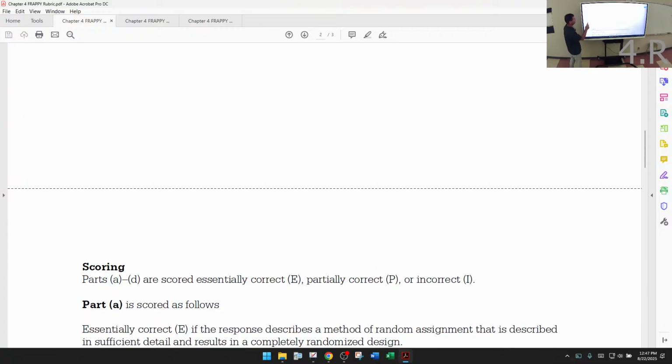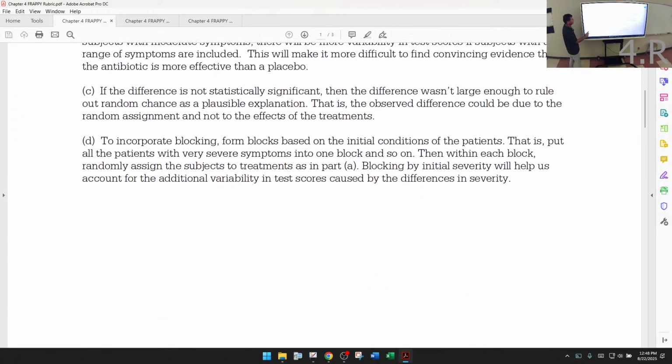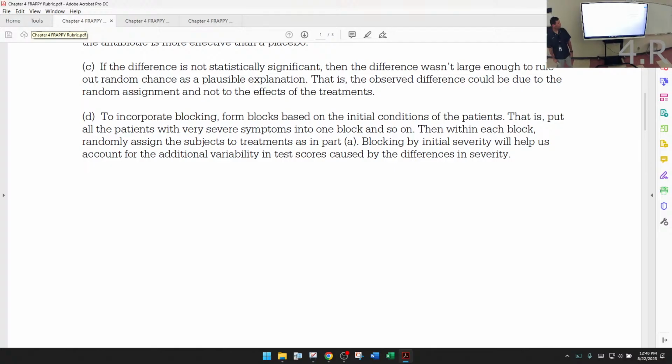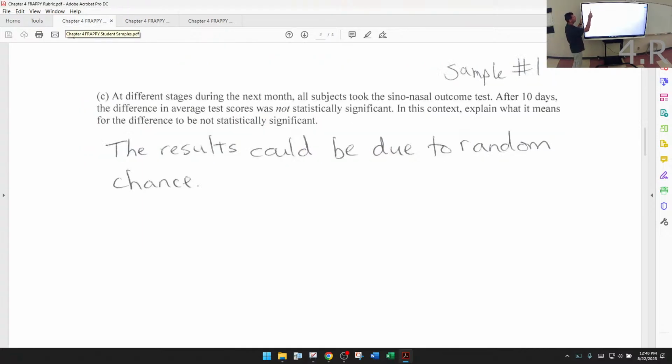Part D. To incorporate blocking, form blocks based on the initial conditions of patients. I'm not too sure what else you would form a block in. However, they accepted other things you'll see on the rubric. That is, put all the patients with various symptoms into one block and so on. Then within each block, randomly assign the subjects to treatments as in part A. Blocking by initial severity will help us account for the additional variability in the test scores caused by the differences in the severity. Oh, rubric.